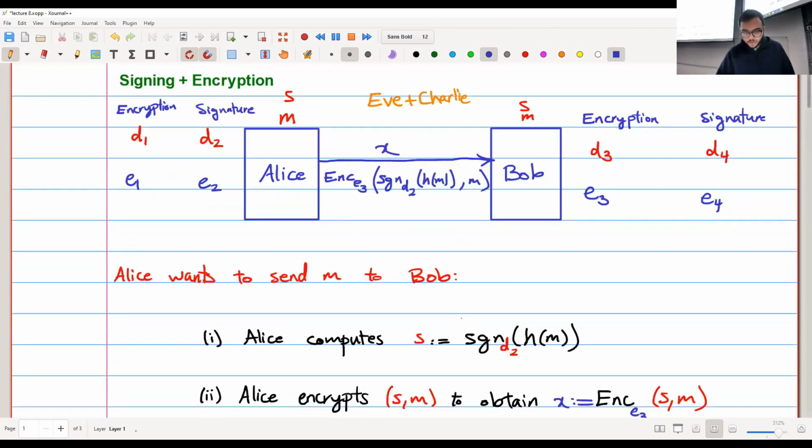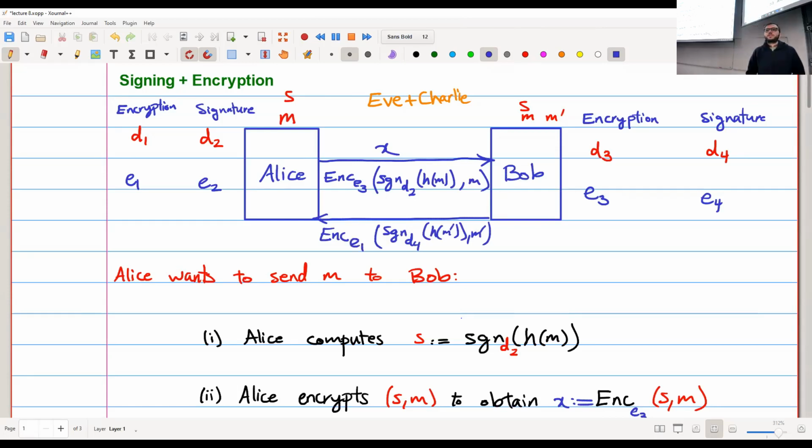So if I just want to add it here, let's say Bob wants to send some message M prime to Alice, what does he do? He first signs it. So sign the message, well, sign its hash, but he can sign using D4. So sign using D4 the hash of M prime, and take M prime itself as well. Take all of this and encrypt it to send it to Alice. But when you encrypt, you have to encrypt using E1.